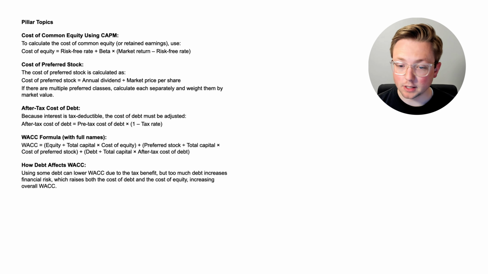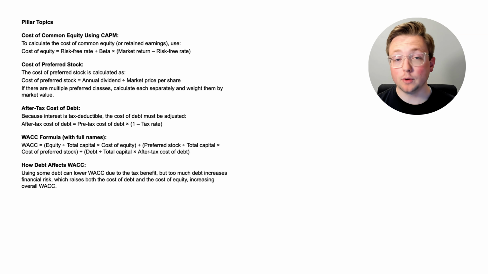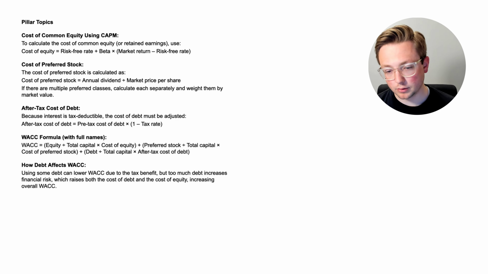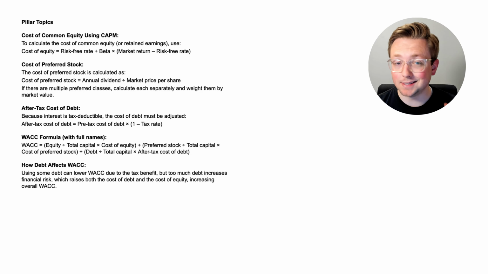Then you do the preferred stock and divide it by the total capital, and you multiply it by the cost of the preferred stock. And then you add that to the debt divided by the total capital, and you multiply that by the after-tax cost of debt. Don't forget that with debt, if you are paying attention to the tax costs, you have to multiply the weight of the debt by the after-tax cost of the debt. You don't have to do that with equity, but you do have to do that with debt.